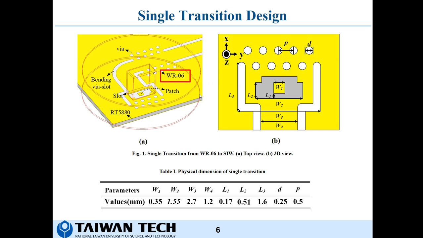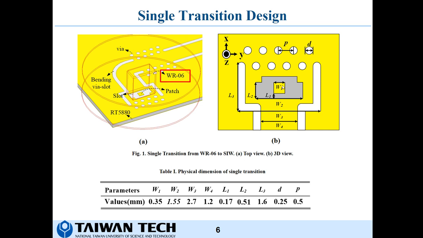This is the single transition design, and because our center frequency is at 150 GHz, we use WR06 as our desired waveguide. Figure 1(a)(b) shows the geometry of the proposed transition. As you can see, the transition primarily uses an aperture-coupled patch antenna, which is placed at a distance of a quarter wavelength from the short circuit end of the SIW to create an open circuit boundary right at the center.